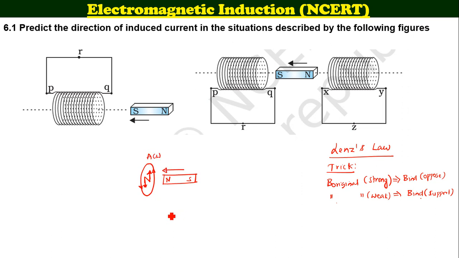Now in the same way, if you are bringing a south pole near this current carrying loop, since the south pole is approaching, the number of field lines entering it will be increasing. If the number of field lines is increasing, it feels that the original magnetic field is strong. Then it should form a south pole again, so that it opposes the original magnetic field, isn't it?